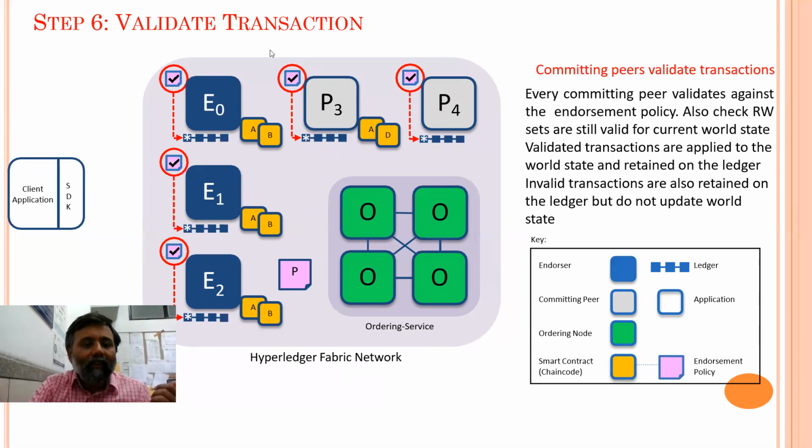Now the validation of the transaction by all the committers. The committing peers validate these transactions. Every committing peer will validate against the endorsement policy and also check the read-write sets, whether they are valid or not. And for the current world state, validated transactions are applied to the world state and written on the ledger. So basically, our writing on the ledger is done here. And invalid transactions are also retained on the ledger, but do not update the world state, so that it can be proved that they were invalid transactions.